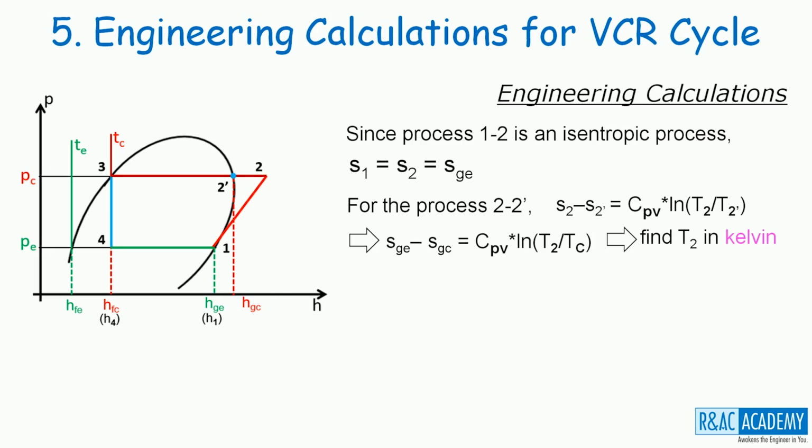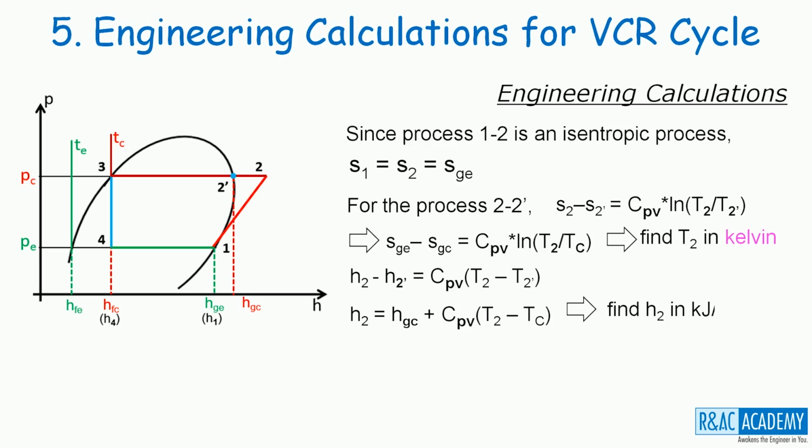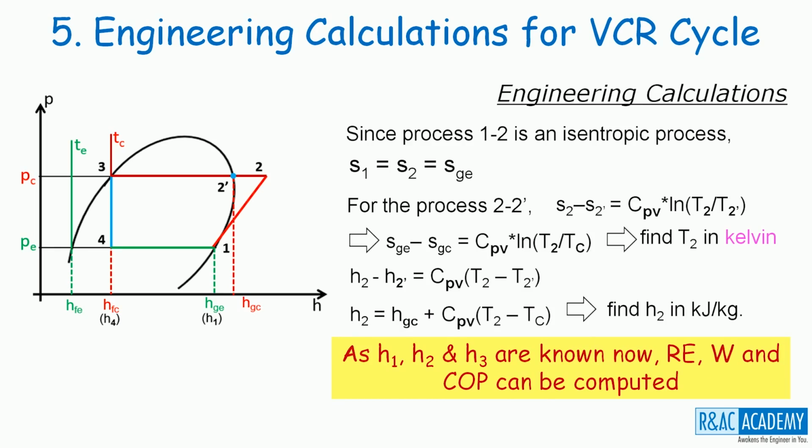The next expression that is applicable to the process 2-2' is H2 minus H2' is equal to CPV times (T2 minus T2'). Substituting the known data points here, we have H2 is equal to HGC plus CPV times (T2 minus TC). From here, the H2 can be computed. Therefore, as H1, H2 and H3 are known now, RE, W and COP can be computed.